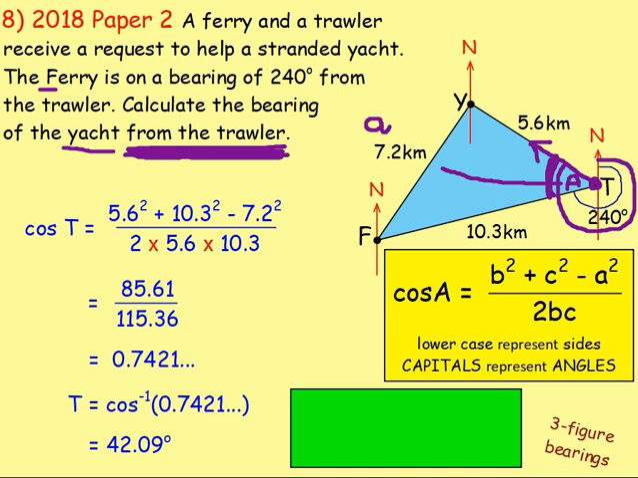So to answer the question, the bearing of the yacht from the trawler, that is going to be the angle from here right the way around to here. So we know from here around to this bit is 240 degrees.